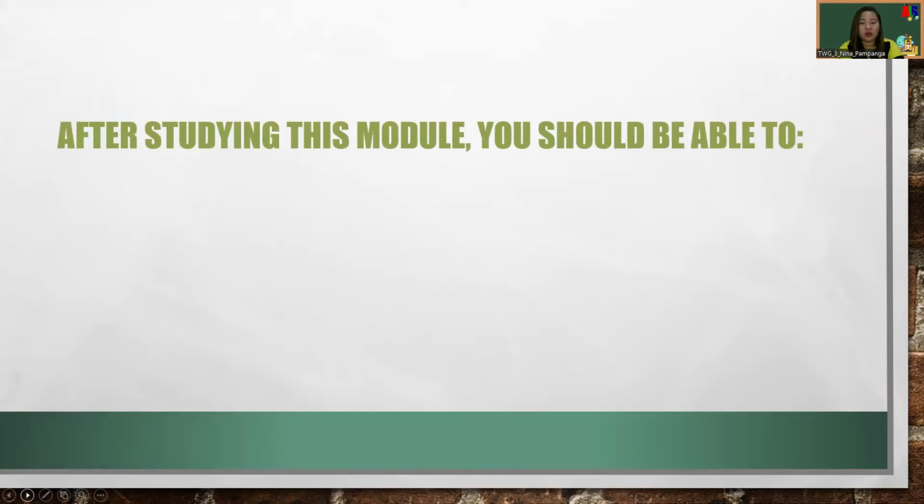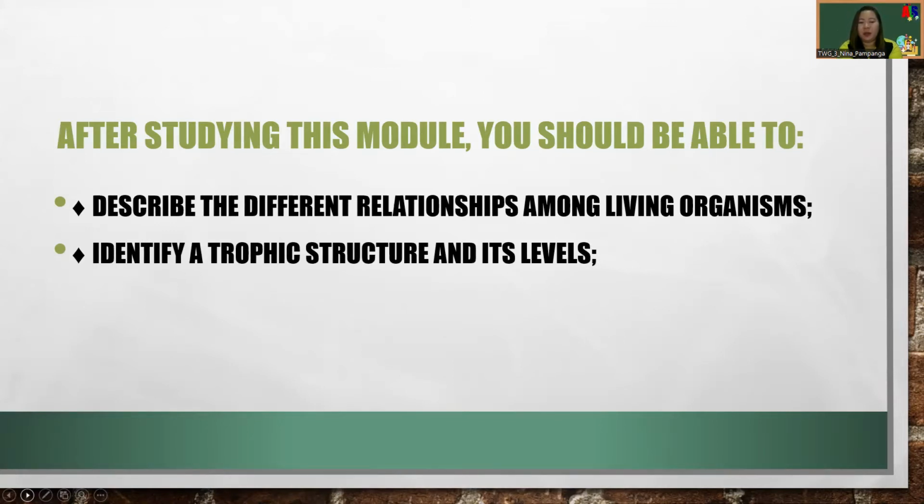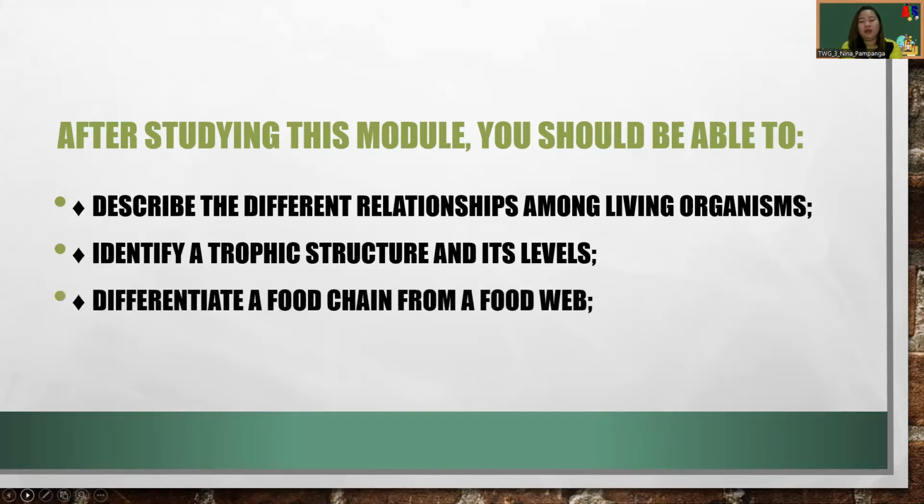So let's talk about our objective. After studying this module, you should be able to describe the different relationships among living organisms. So, malalaman natin dito at madidescribe natin kung ano nga ba ang relasyon ng bawat isang living organism sa isa't isa. And then, identify a trophic structure and its levels. So, ma-identify natin kung ano nga ba yung trophic structure at meron dito mga level. So, iisa-isayin natin sila. And lastly, we are going to differentiate a food chain from a food web. So, titignan natin kung ano nga ba ang pagkakaiba ng dalawa.